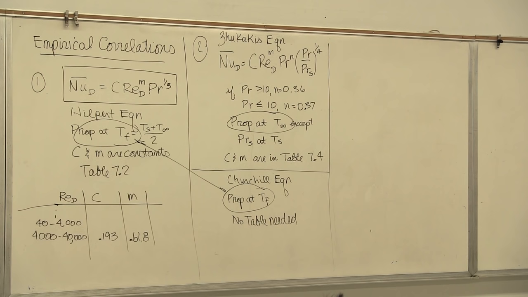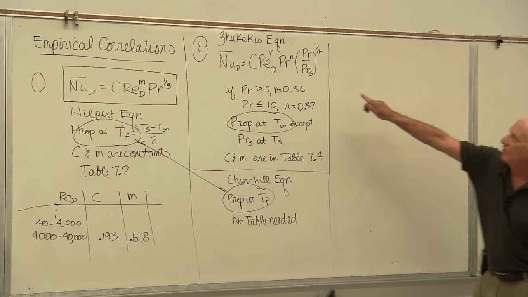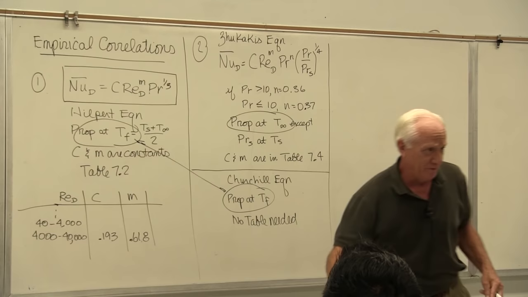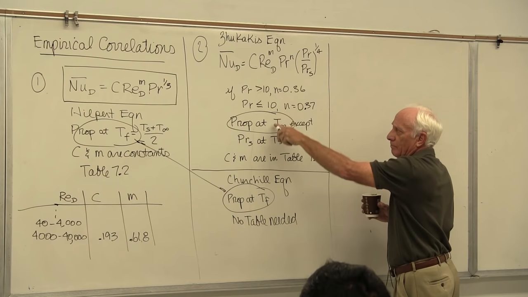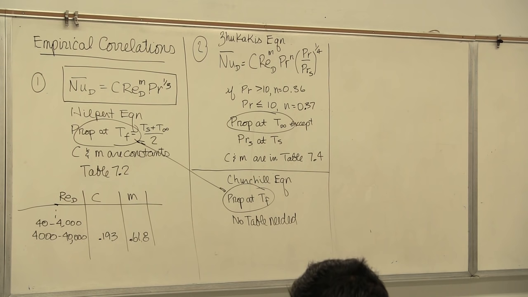Mr. Zukauskas, Russian scientist, okay? If you use his equation, base your properties at T infinity, except where you see that Prandtl S, that S means at the surface temperature. Why did he do that? Just because he doesn't like other people? No. He found his data correlated better when he did that. His experimental data correlated better, so he said, okay, that boxed equation is based on properties at T infinity. Dealer's choice. He took the data. He tells you what properties to use.